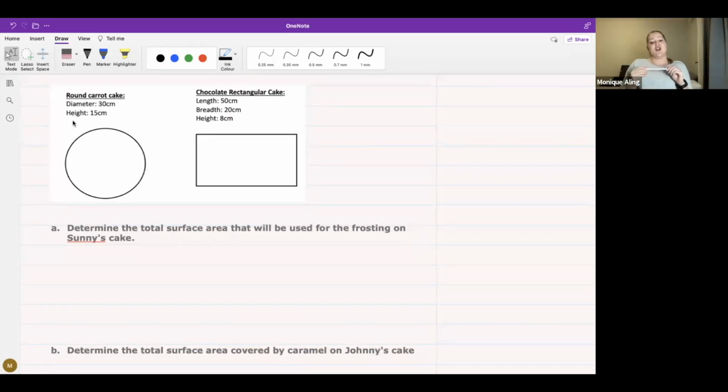Question A says, determine the total surface area that will be used for the frosting of Sunny's cake. Now this is a slightly different question because we need to think about the cake in your head. Frosting, the icing on your cake. Do we put it on all sides of the cake?